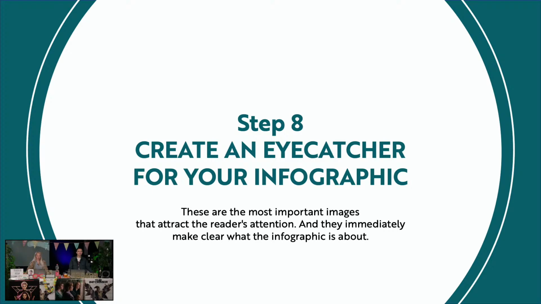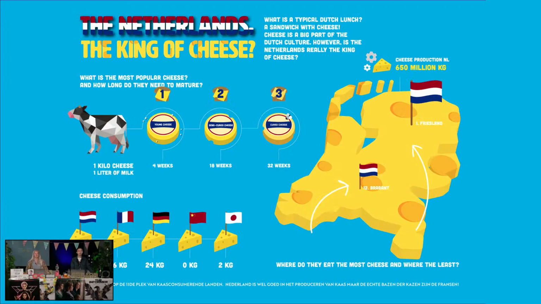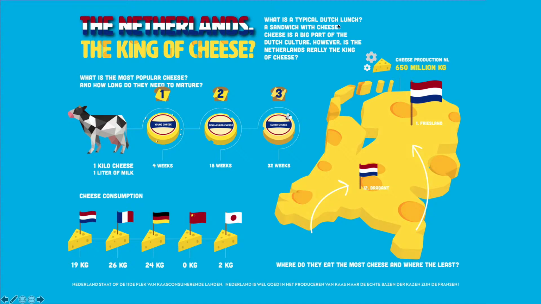Yeah, so I think now we're ready to take a look at what we actually created. So once everything comes together, it could look like this. So we've made a title, The Netherlands, the King of Cheese. Yeah, so that's what you see on top over here in the top left corner. And then we have a short introduction. So what is a typical Dutch lunch? Yep. A sandwich with cheese. So cheese is a big part of the Dutch culture. However, is the Netherlands really the king of cheese?